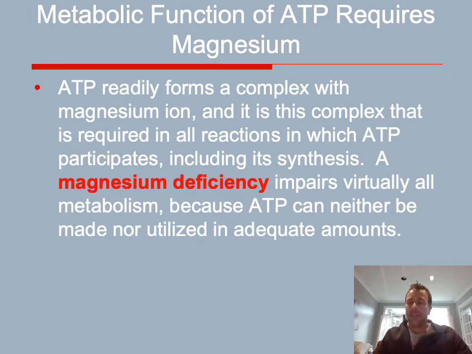As a little bit of an aside here, the metabolic function of ATP requires magnesium, and so ATP forms a complex with magnesium, and it's actually this complex that's required for all reactions that ATP is involved in. So if you have magnesium deficiency, it can impair virtually all metabolism, because basically you can't use ATP.